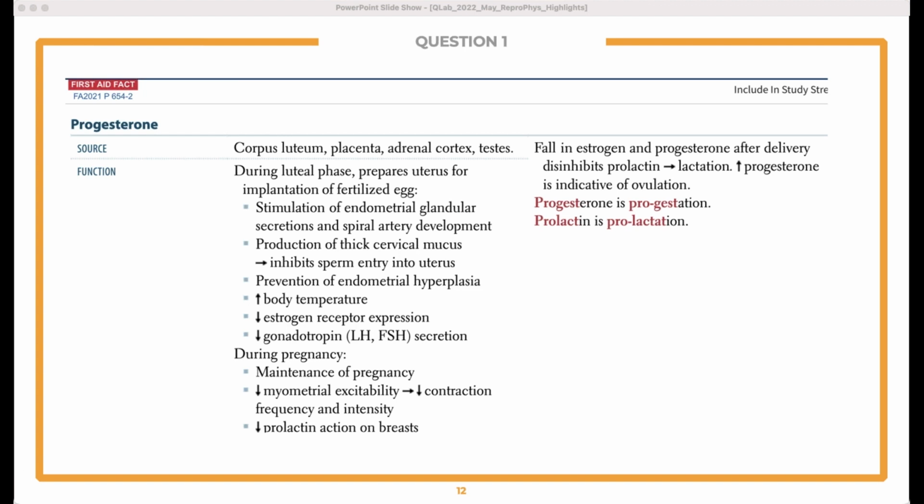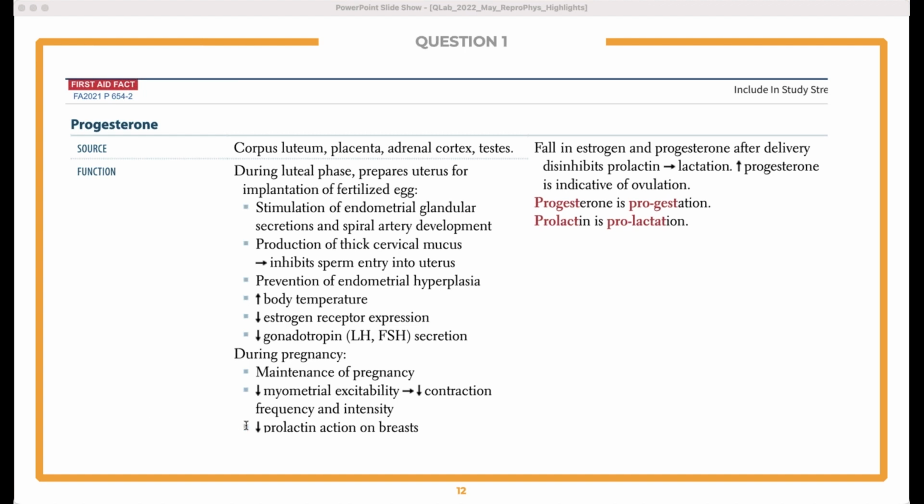Okay, it works to prepare the uterus primarily for implantation of a fertilized egg if an egg is to be fertilized. And one of the things you can see there is that it increases body temperature. So one of the functions of progesterone is it works on the hypothalamic thermoregulatory center to increase body temperature. And that's elevated in the luteal phase because it's being made by the corpus luteum.